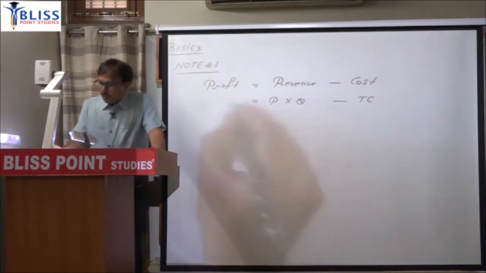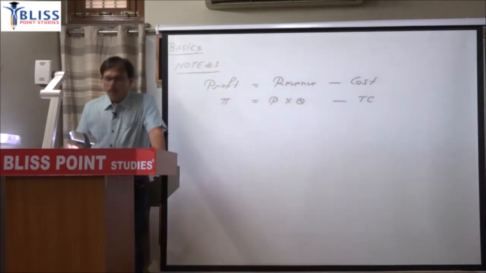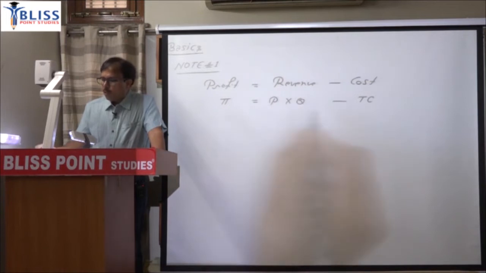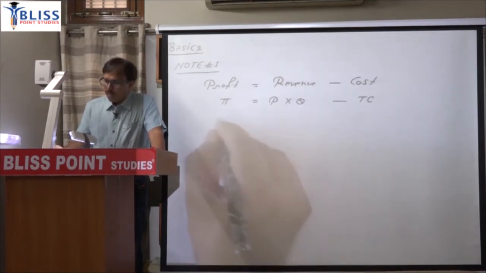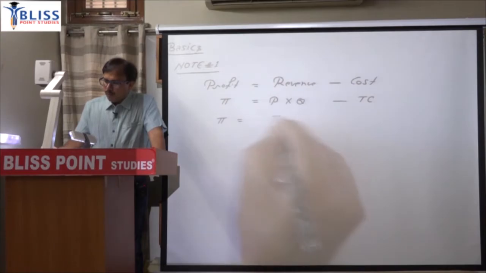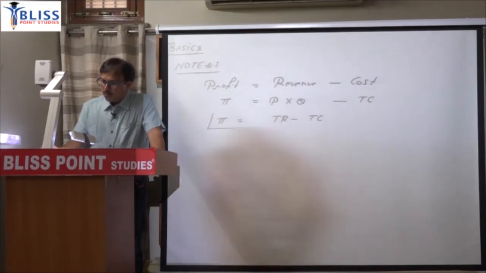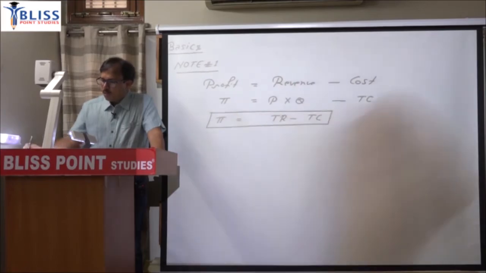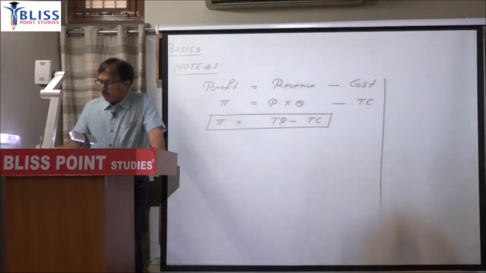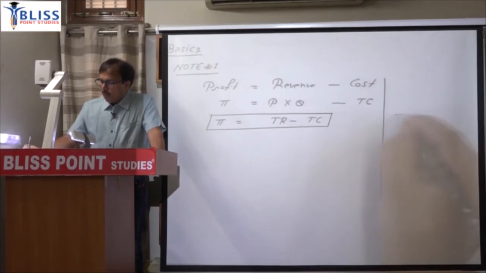So profit को symbolically pi के symbol से denote करते हैं. So profit is total revenue minus total cost. So I write here total revenue minus total cost. टोटल रेवेन्यू माइनस टोटल कॉस्ट. साइड में कुछ इंपॉर्टेंट पॉइंट यहाँ लिख लेंगे.